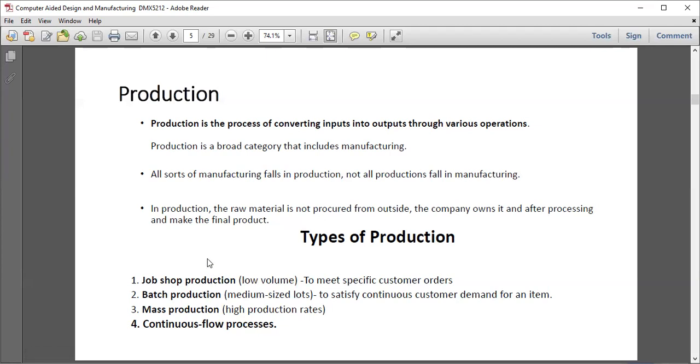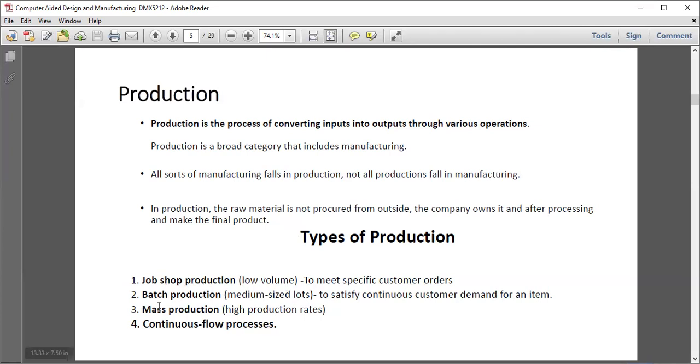The first class is job shop production, which is very low volume. That means only one, two or three, very few parts to meet a customer order. We produce one or two parts, or maybe one part specially required by the customer, so a custom product. In batch production, we have medium-size lots, maybe batches of 10, 20, 30, likewise different productions.